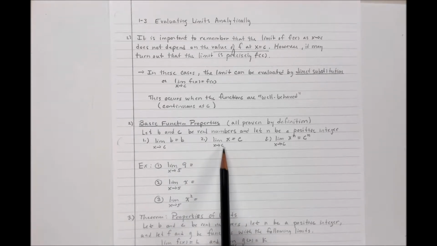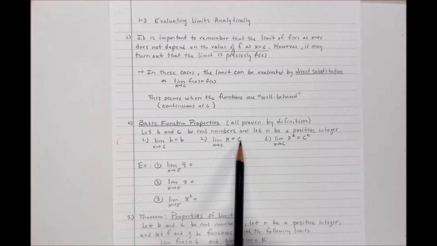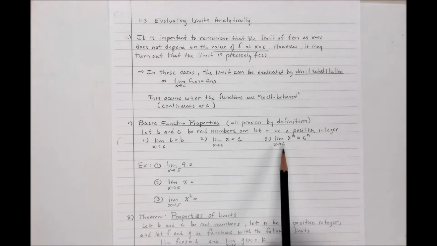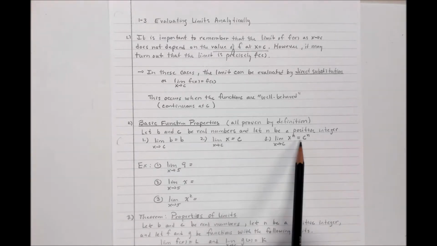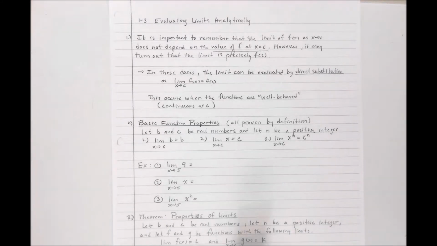Now here's an example where we use direct substitution. We just plug the c right in for the variable and we get c. Here's another example of direct substitution. The limit as x approaches c of x to the n is equal to c to the n. So these are really nice ways to evaluate limits. There's no table, there's no graph, there's no epsilon-delta definition, which you may remember can be kind of rigorous.